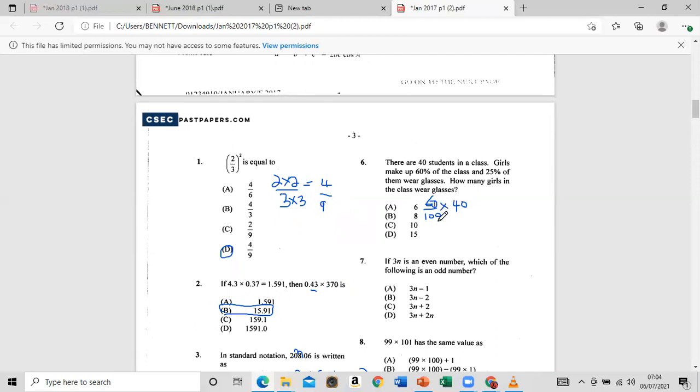This cancels this. And this cancels this. So there are 24 girls in the class. So from that, we need to find a quarter. So it's a quarter. 25% is the same thing as a quarter. Quarter times 24.